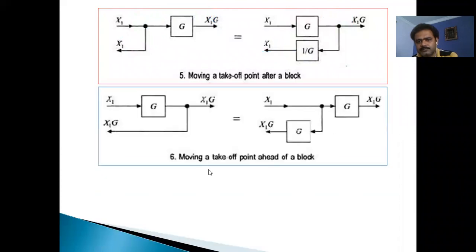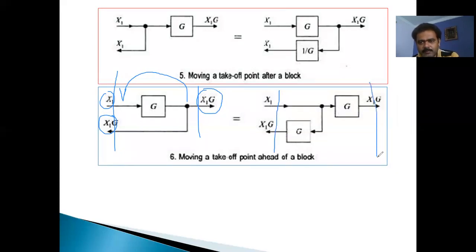Same thing. If we want to move a takeoff point ahead of the block, I want to move this takeoff point in this direction. Here the input and output are fixed. Input is x1, output is x1 into G. Here it is also x1 into G. So these are the outputs. Again, these input and output values remain the same.